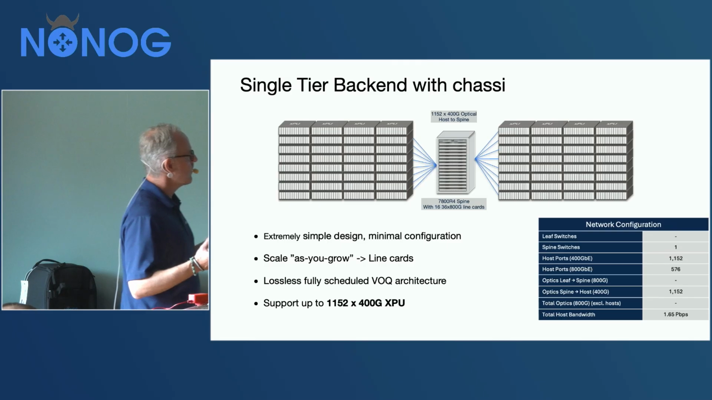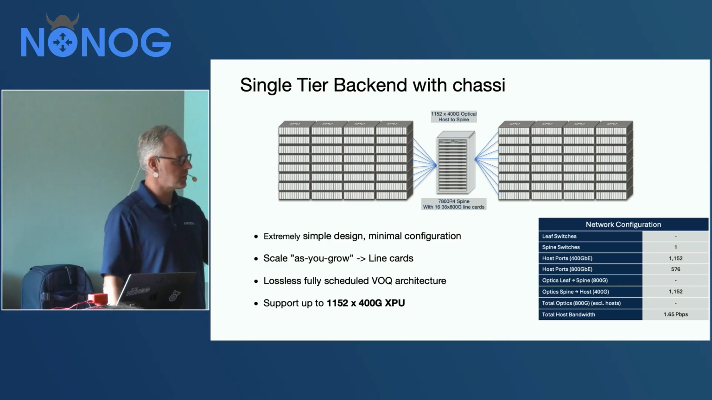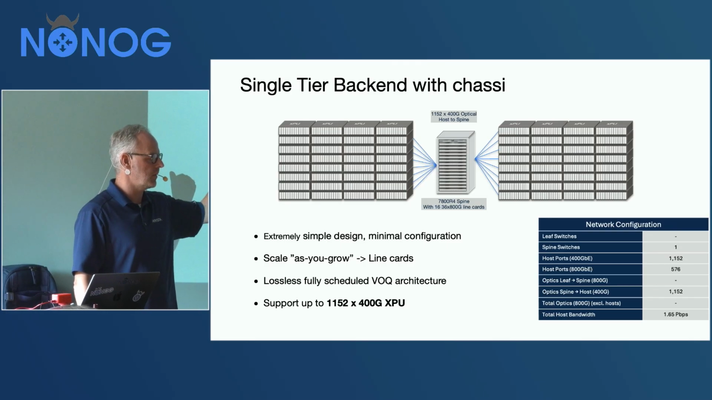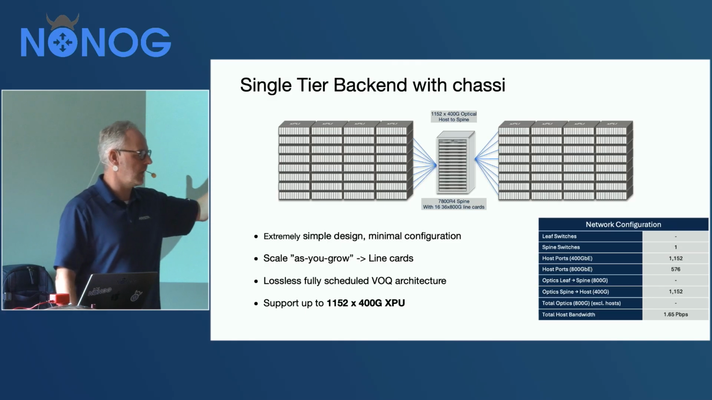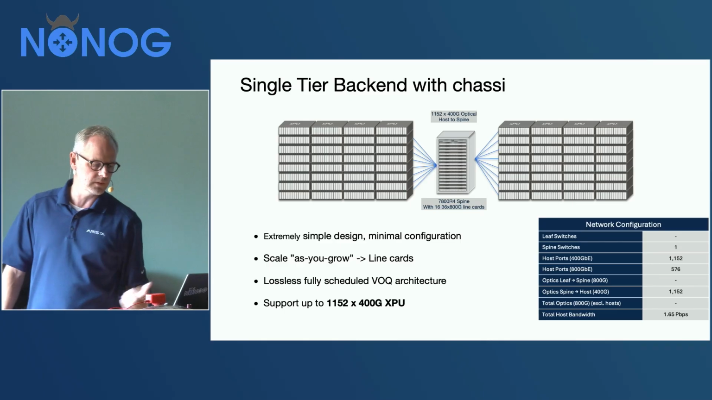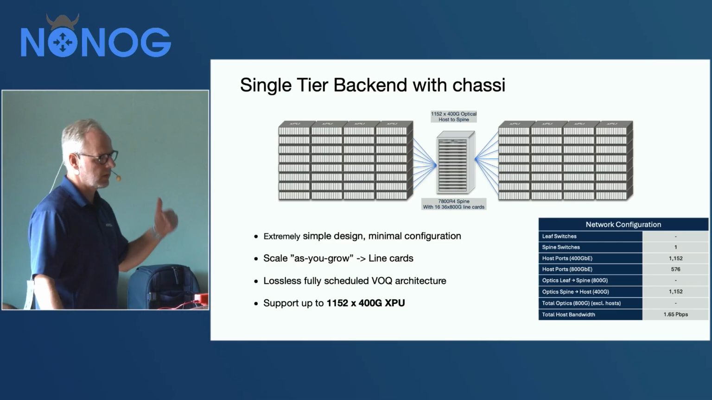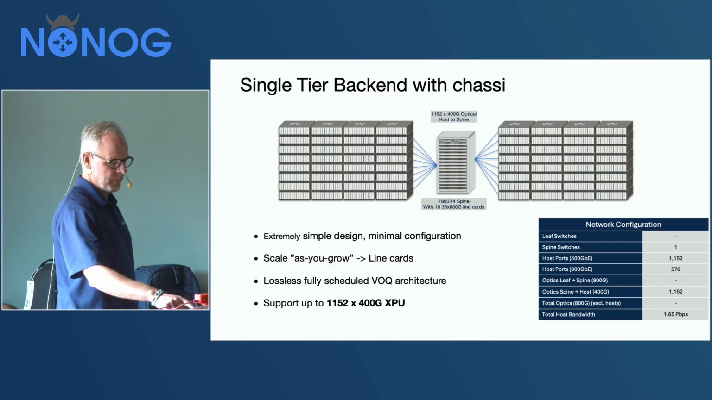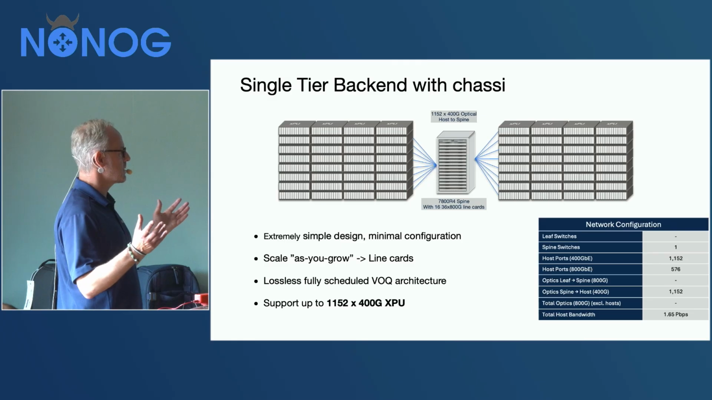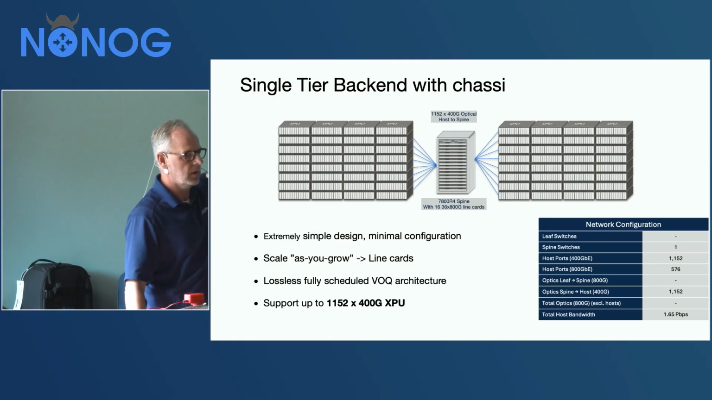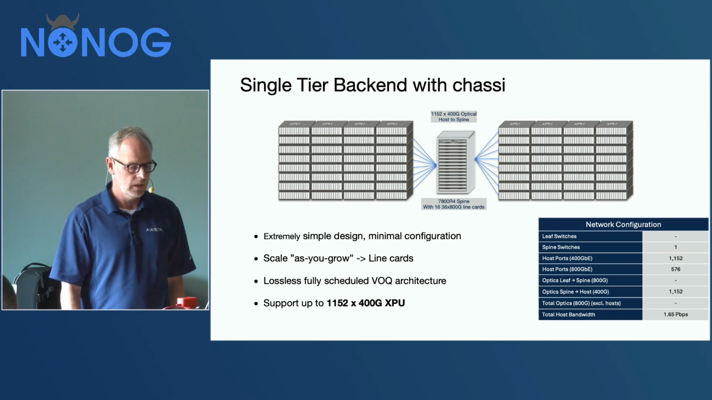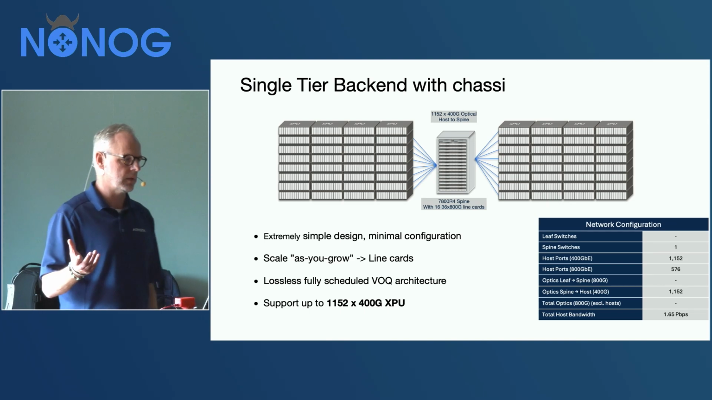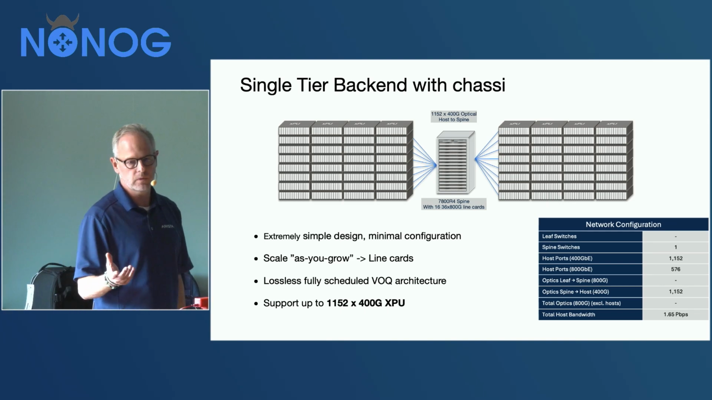So this is the simplest configuration that we have. And you can actually grow this by scale also. If you're only going to use 400 GPUs to start with, you just buy line cards that support the number of GPUs you want. Then you can add line cards later. And if you want to start really small, you can, of course, use a 64-port fixed switch in the middle also, and then you can have up to 128 GPUs connected to that one.